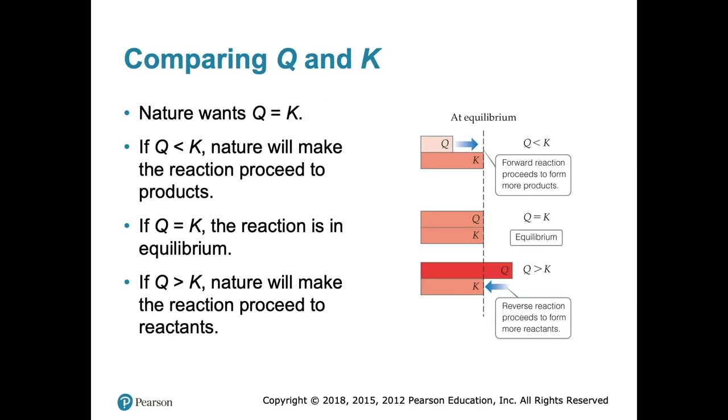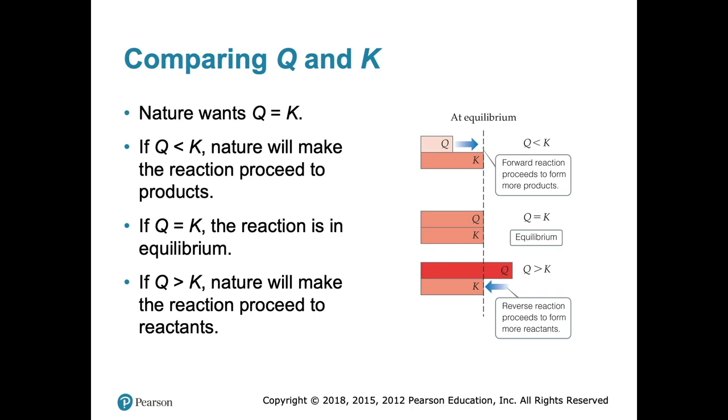So nature wants K to equal Q. Why? Because K is the point where it's at equilibrium, and everybody wants to be at equilibrium. They're most stable that way. The reaction is effectively over: you've got the same rate of reaction forward and reverse, and the same concentration of products and reactants. So nature wants Q to equal K.